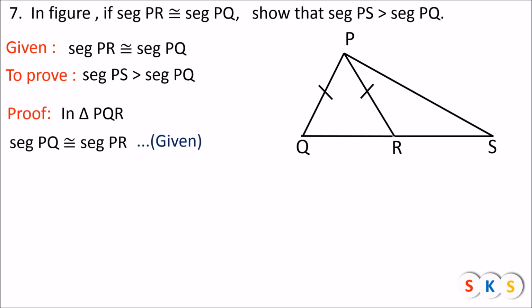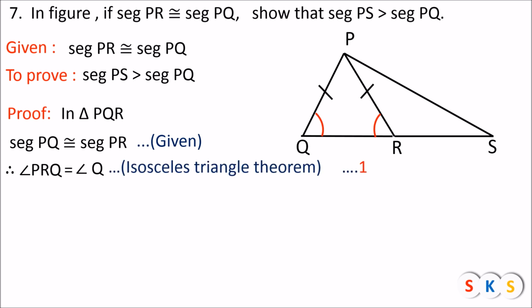And we know that if two sides of any triangle are equal, then the angle opposite to them will also be equal. So what are the angles opposite to those two equal sides? Please look at this figure. Angle Q and angle R are the angles opposite to side PQ and PR. Therefore angle PRQ congruent angle Q, according to isosceles triangle theorem, and it's equation number 1.